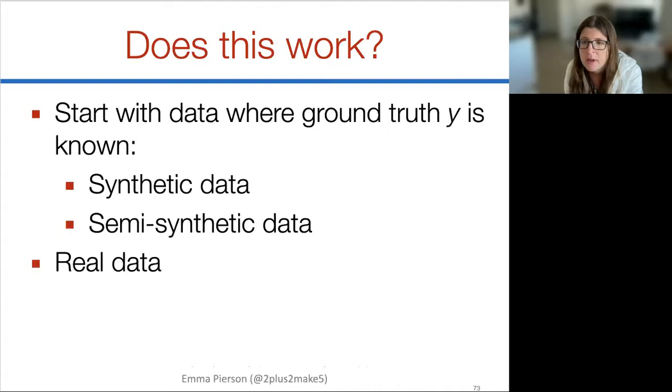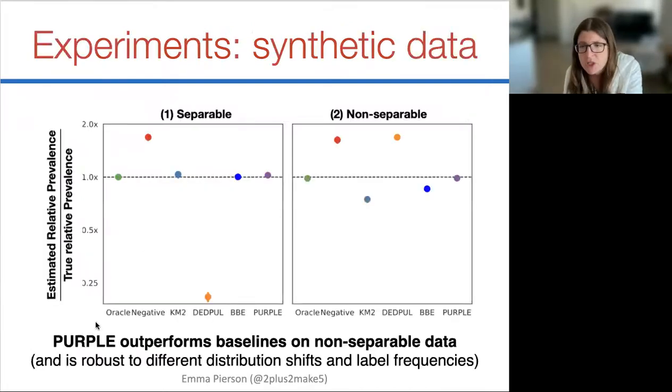Okay. So does this work? Basically, we show it does in various settings. We start with synthetic and semi-synthetic data. The reason we use this is because we want to be able to observe Y, the true disease state, so we can assess the accuracy of our relative prevalence inference. And we show that relative to other baselines, our method, which we call purple, so this dot all the way on the right, is able to more accurately recover the true prevalence.